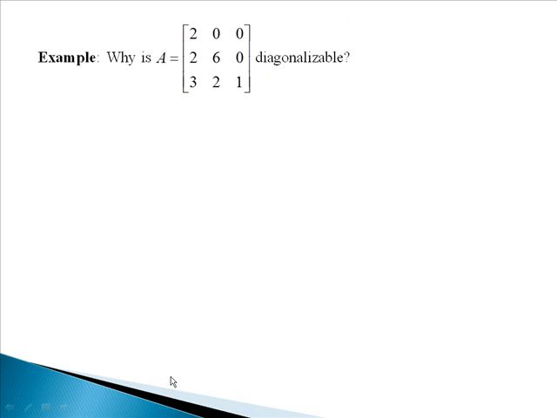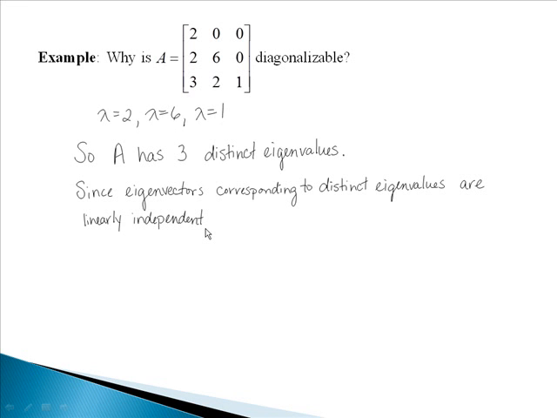In this example, we want to answer the question, why is this matrix A that's a 3 by 3 diagonalizable? We know that the eigenvalues are going to be lambda equal 2, lambda equal 6, and lambda equal 1. So our matrix A has 3 distinct eigenvalues. So since eigenvectors corresponding to distinct eigenvalues are linearly independent, A then has 3 linearly independent eigenvectors, which is how many it needed to have.